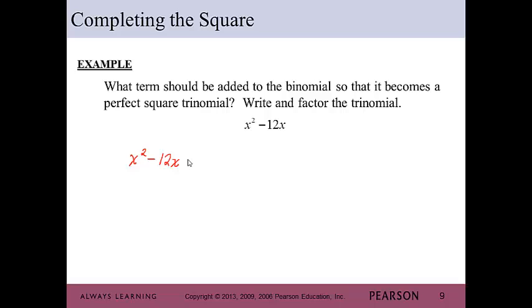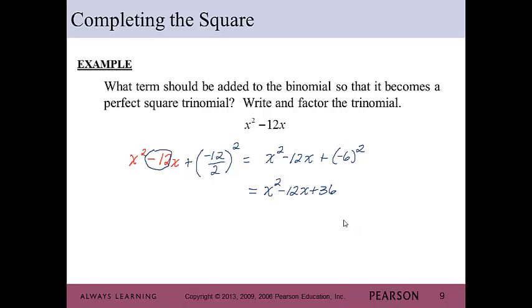Well, we are going to add the middle term divided by 2. So the middle term is negative 12. So do negative 12 divided by 2 whole thing squared. So this is going to become x squared minus 12x plus negative 6 squared, which is x squared minus 12x plus 36. So this is now your trinomial, and we can factor this as x plus negative 6 whole thing squared.